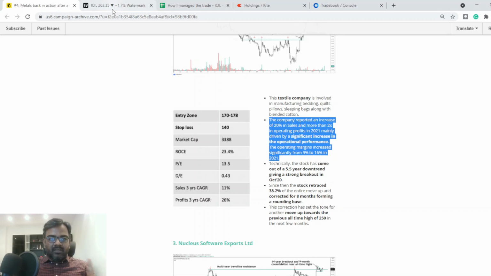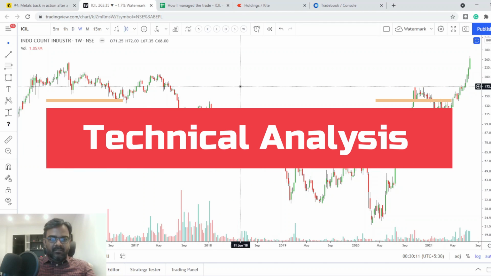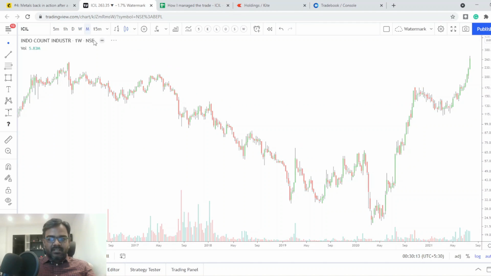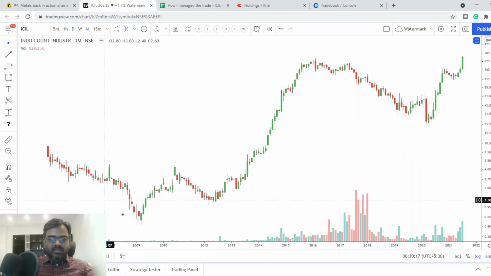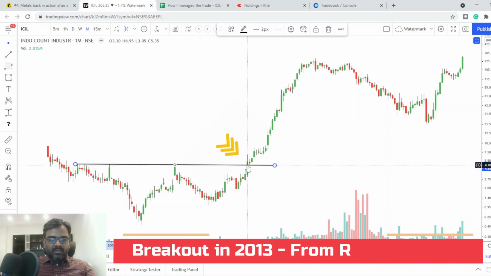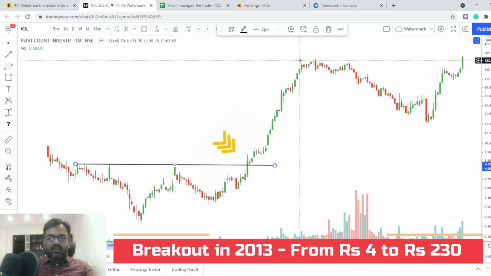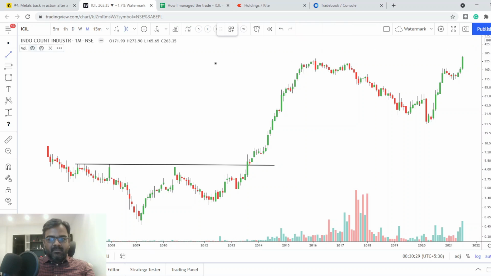But now jumping into the stock itself, I'm just going to see the stock from a technical perspective of what it has done. Always the first thing, start off with the monthly charts. Since 2005, this stock was forming a base, and then it broke out. Around this area, there was a breakout in 2013, and it went from 4 rupees all the way to 230 rupees.